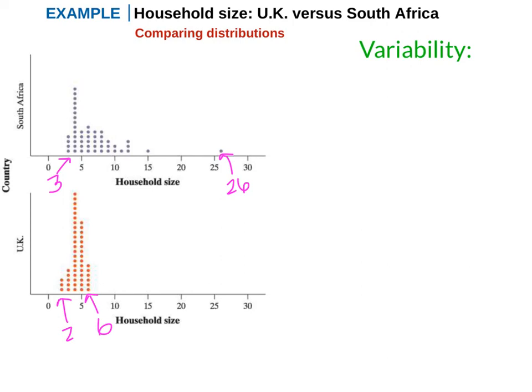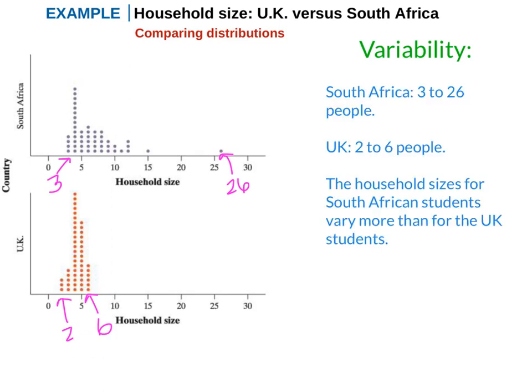So the last thing to describe is variability, or the spread, so the lowest value to the highest value. And so in South Africa, it's pretty big variability, at least compared to the UK. So the smallest is 3, the largest household size is 26, but in the UK it's much smaller, so that's from 2 to 6. And of course, more formally, we would just say South Africa, the variability is from 3 to 26 people in a household, and the UK is 2 to 6 people in a household. So the household sizes for South African students vary more than for the UK students, at least in this data set.